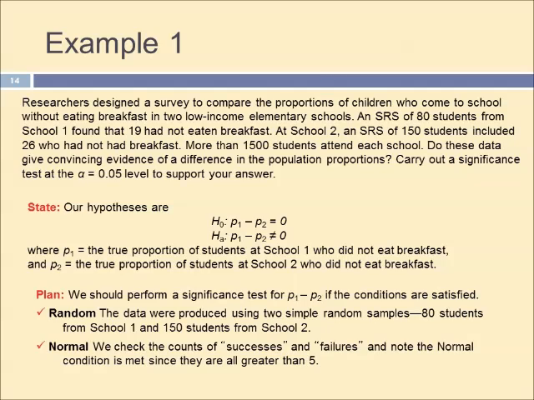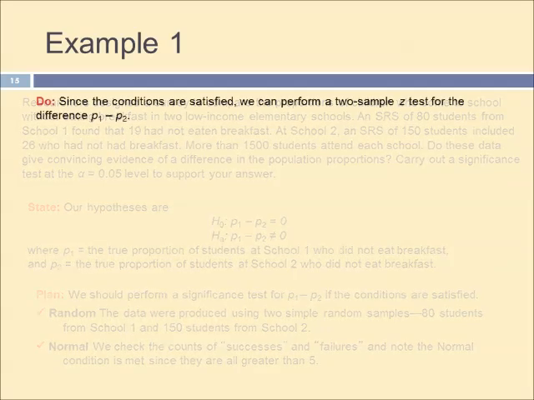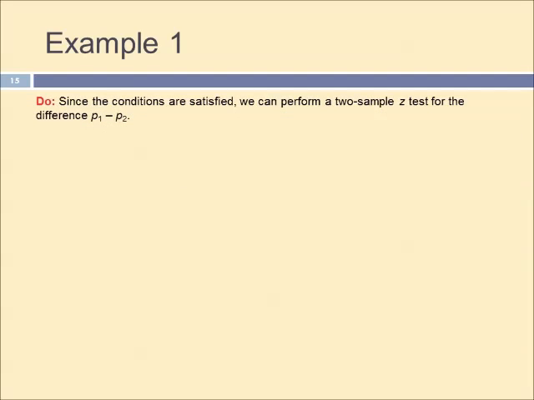The condition that the number of successes and failures have a certain number ensures that the distribution is normal. And that's really important because we're using z-scores. So that's the main reason that we need to check this, to make sure that the underlying distribution is normal. Okay, so the conditions are met.